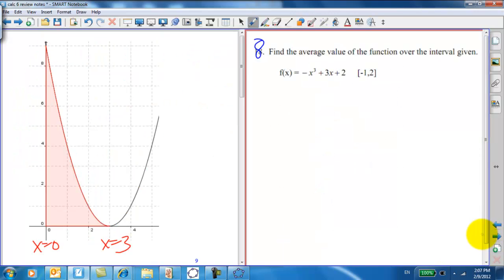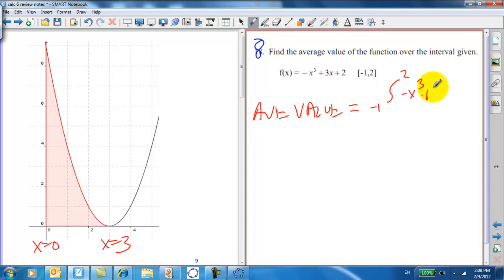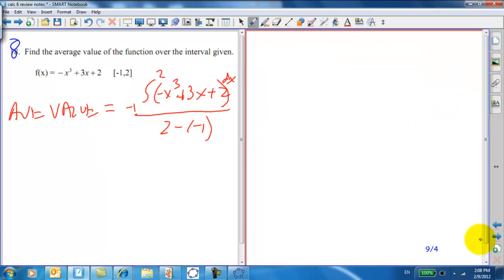Okay, find the average value of the function over this given interval, negative x cubed plus 3x plus 2. So for average value, we're going to take the area under the curve, the integral from negative 1 to 2 of this function, negative x cubed plus 3x plus 2 dx, and divide it by 2 minus 1, because that's basically the interval. So we're going to find out what's the average height of all these points on this interval of this cubic. Let's take a look at GeoGebra, see what we might estimate for a picture of this.